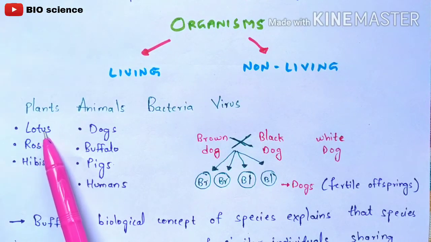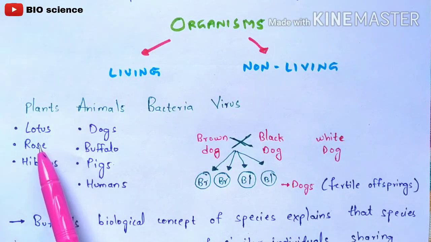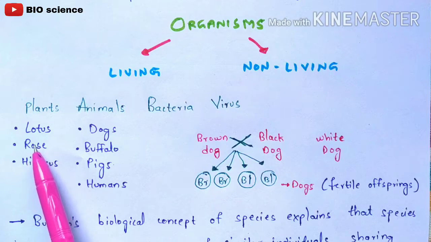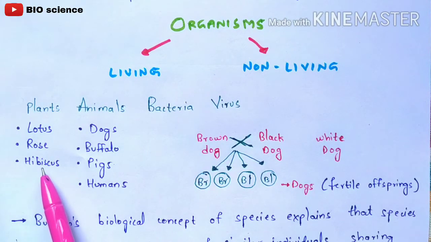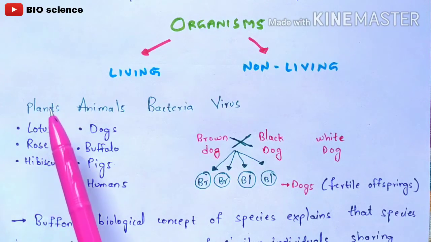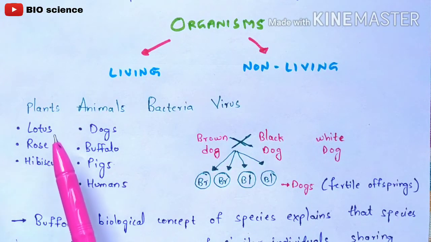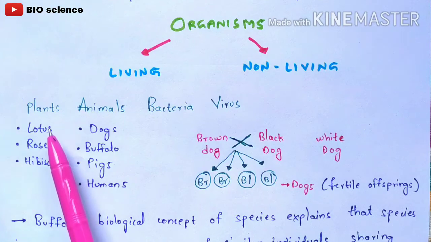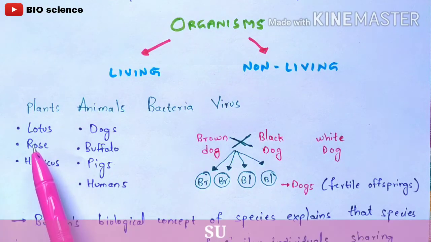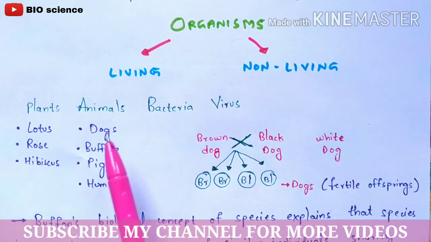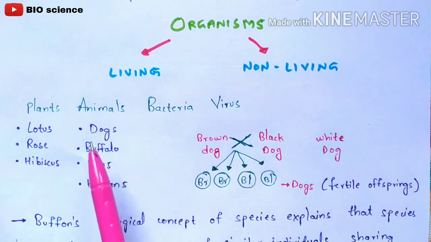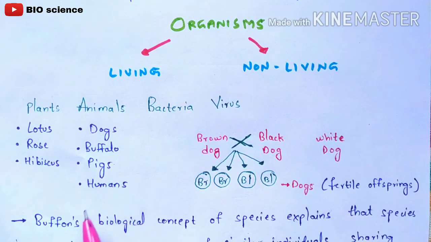Lotus is one of the species which belongs to the plant variety, and rose is also one of the species belonging to plants, and the hibiscus is also one of the species which belongs to these plants, right? In this way all of these are different varieties. Remember, lotus is a different species, rose is a different species, and hibiscus is a different species, right? In a similar way, dogs are one type of species, buffalo is also a type of species, pigs and humans, different types of species.